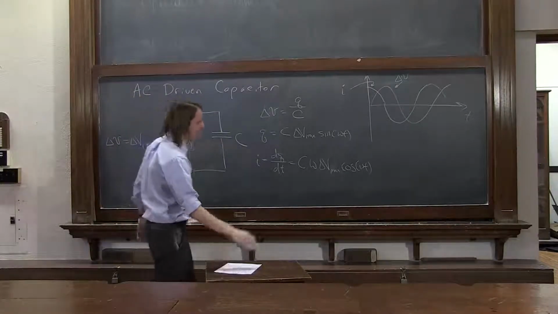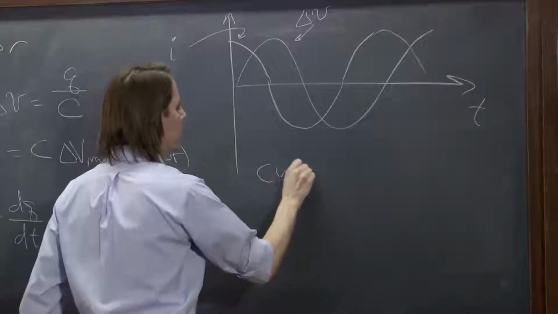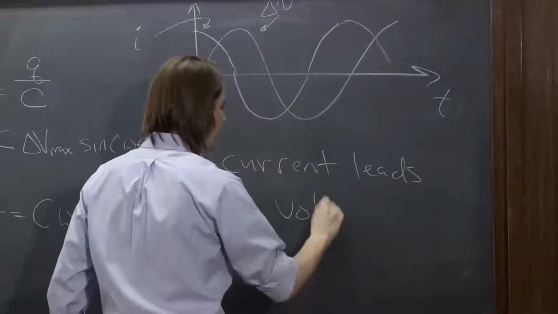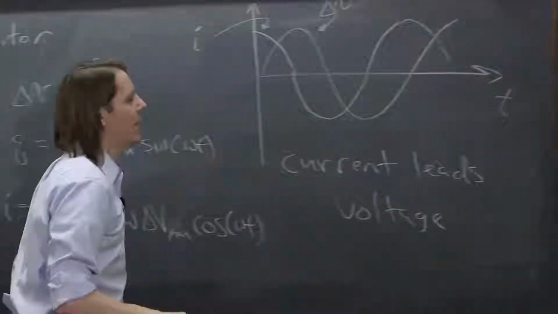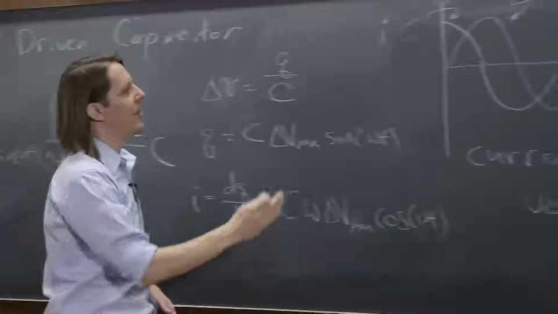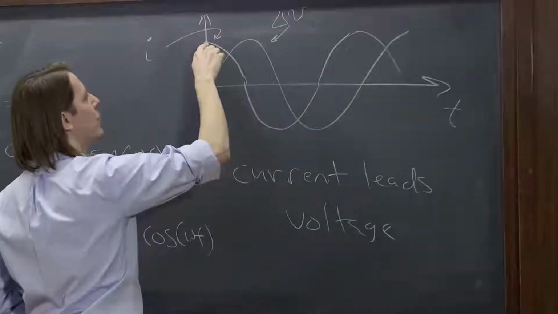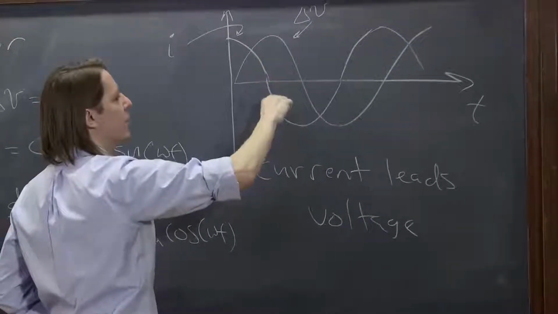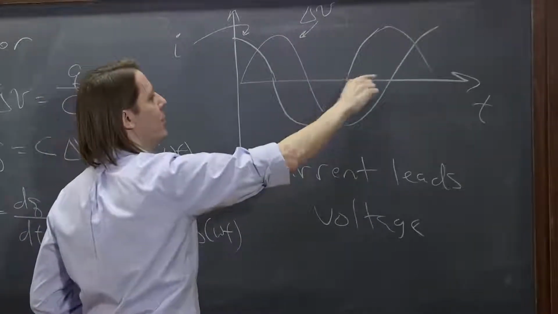And here we get that the current leads the voltage when you have a voltage-driven capacitor. And by that I mean, if we were to watch time go this way, the current has already peaked and is coming down, and then the voltage is just starting to peak. And the current has already gotten back to 0, and a little bit later the voltage gets to 0.